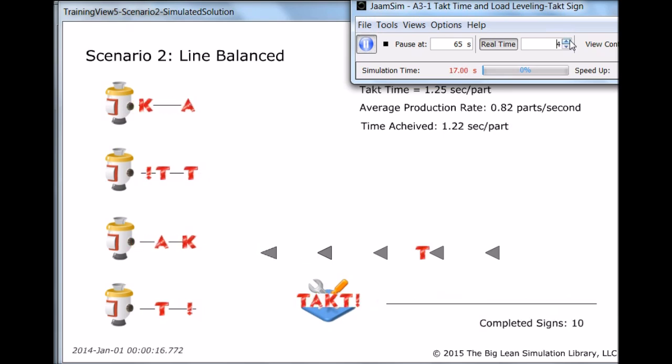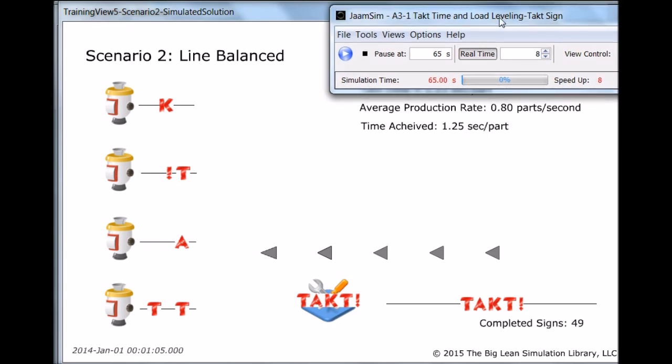I'll speed it up. And notice the time achieved is starting to settle on 1.25. So with that, I think we saw a big advantage to being able to do some balancing here between the machines. And also, we definitely benefited from the fact that we assumed no setup time. If we had setup time, this answer would not work. Also, if we had variation, it would cause problems as well.